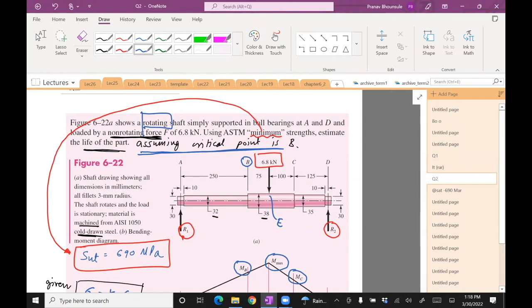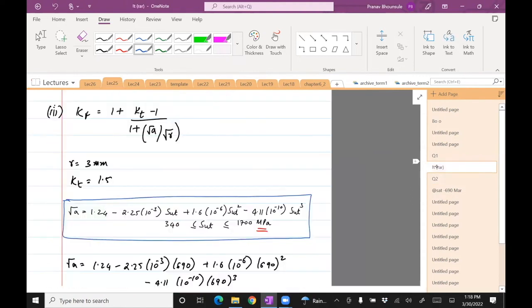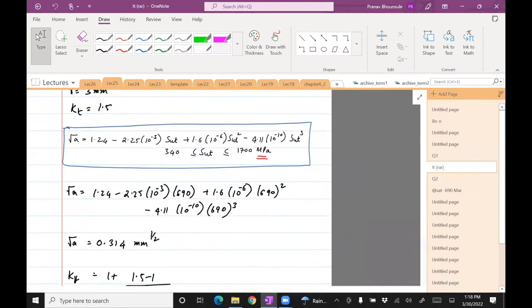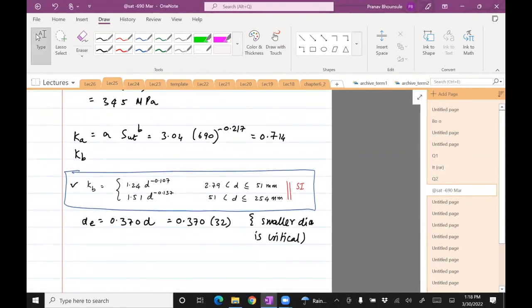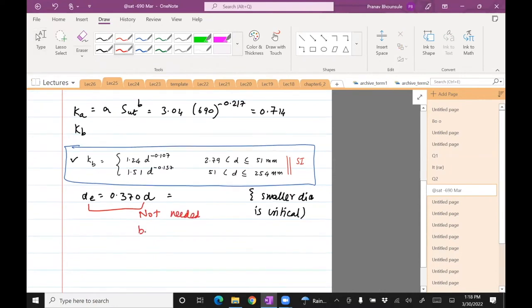So the shaft is rotating. It's not a non-rotating shaft. So I don't need this. This is not needed. The shaft rotates.